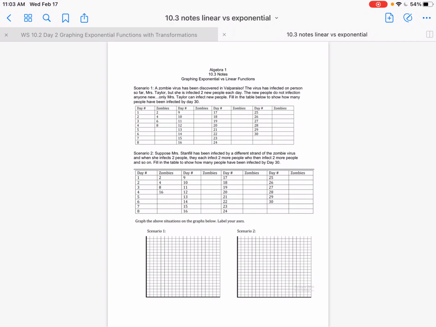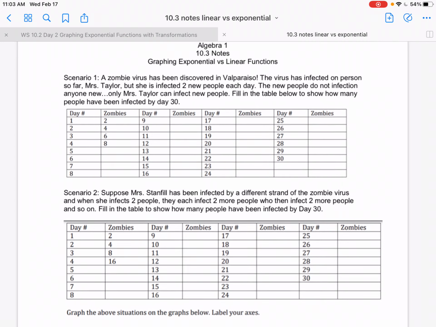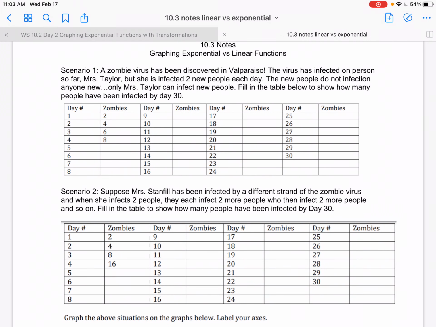So it says, Scenario 1. A zombie virus has been discovered in Valparaiso. The virus has infected one person so far, Mrs. Taylor, but she's infected 2 new people each day. The new people do not infect anyone new, only Mrs. Taylor can do it. So we're going to fill in the table to show how many people have been infected by day 30. And I started it for you.